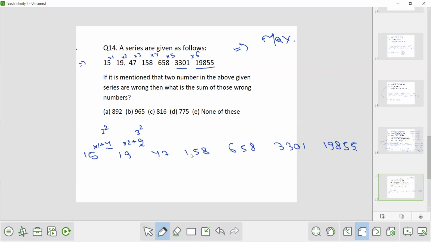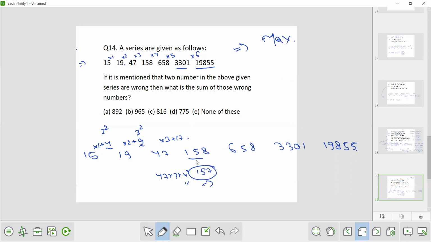Now 47 and 158. So 47 into 3, that is 141, and plus 17 is 158. So here it is plus 17. But the rule we are supposed to find here, that it is 2 square, 3 square, it should be 4 square. So if it will be 47 into 3 plus 4 square, that is 16, it will be 157. It should be 157. Okay.